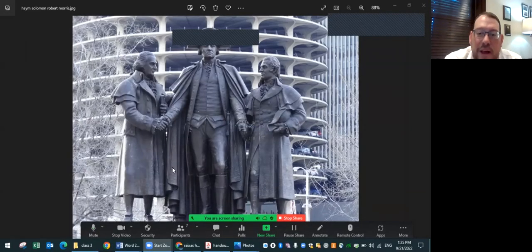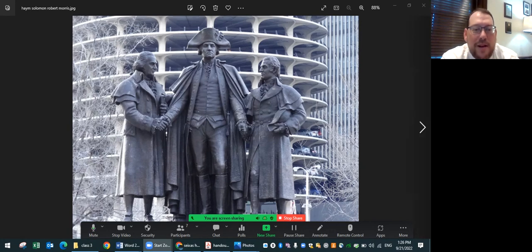Good for him. Oh, I think I found the picture. If you give me 10 seconds. I think I did. Yeah, here it is. Here's a better picture. This is in Philadelphia. This is the statue of George Washington, Robert Morris, and Haim Salomon. This is a tribute to him. So I actually found the good picture.